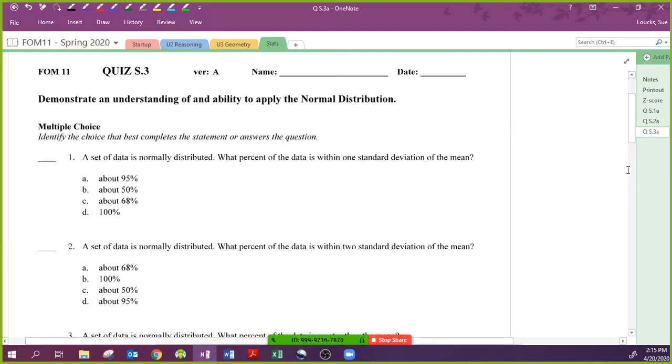A set of data is normally distributed. What percent of the data is within one standard deviation of the mean? So if you remember, our normal distribution curve looks like this.